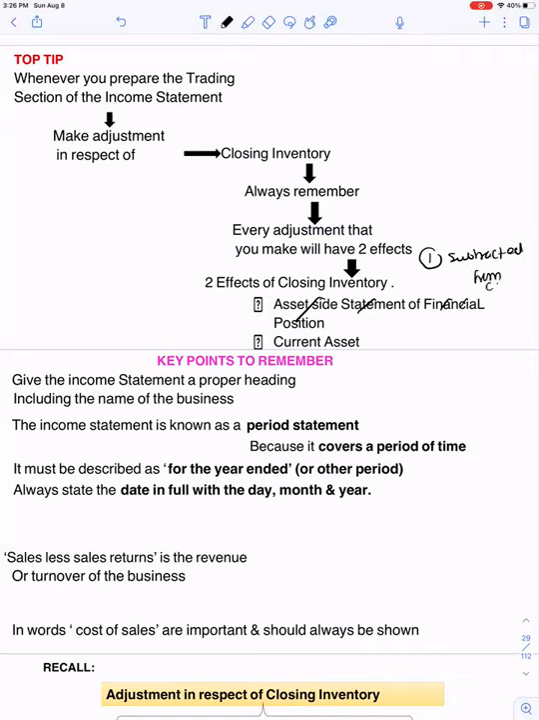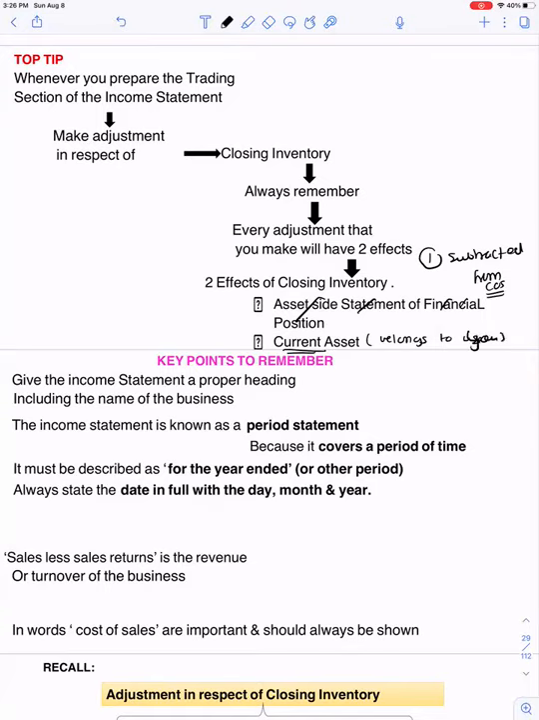Subtracted from cost of sales because closing inventory does not give us gross profit. And the second effect of your closing inventory is that you write it in your current assets. Current assets, because this inventory still belongs to you. You would sell it in the next accounting year.